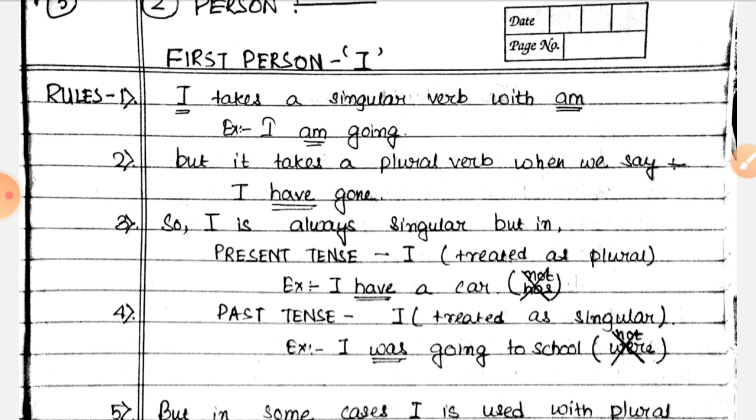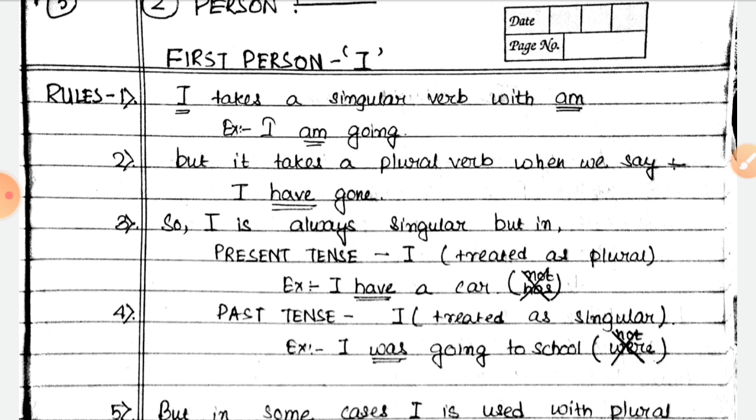So I is always singular. But what happens when it is talking about present tense? I is treated as plural. I have a car, not has. "I has a car" nahi hota. It is always I have a car.